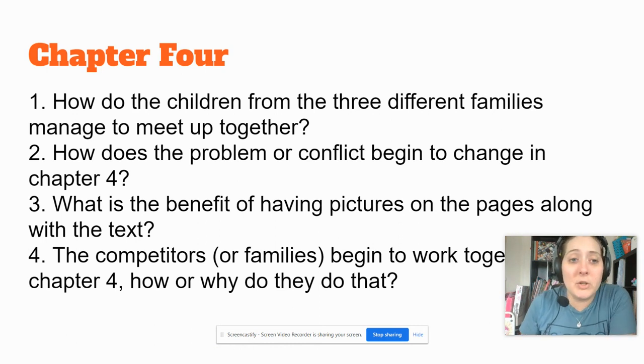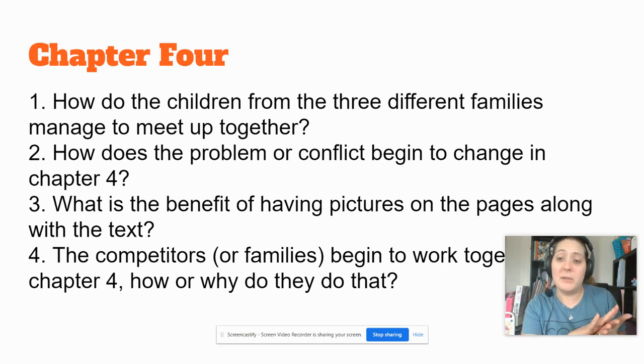All right, the first question we have, number 1, how do the children from the three different families manage to meet up together? How does that happen? Make sure you have text evidence. Number 2, how does the problem or conflict begin to change in chapter 4? So we know what the conflict was early on. I believe it was an environmental conflict, environmental problems. So how is it changing now in chapter 4?